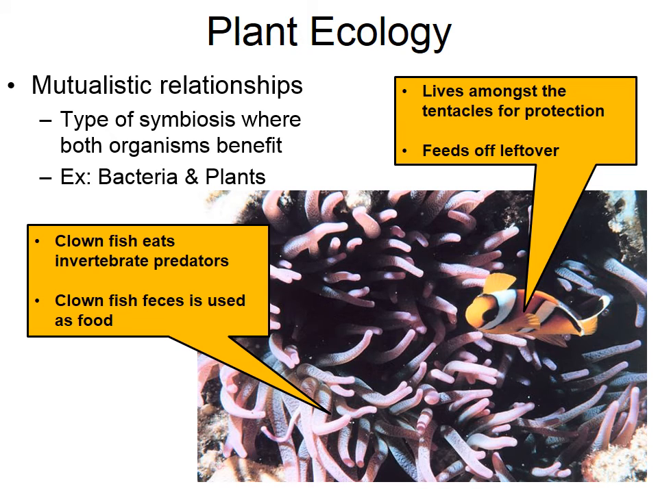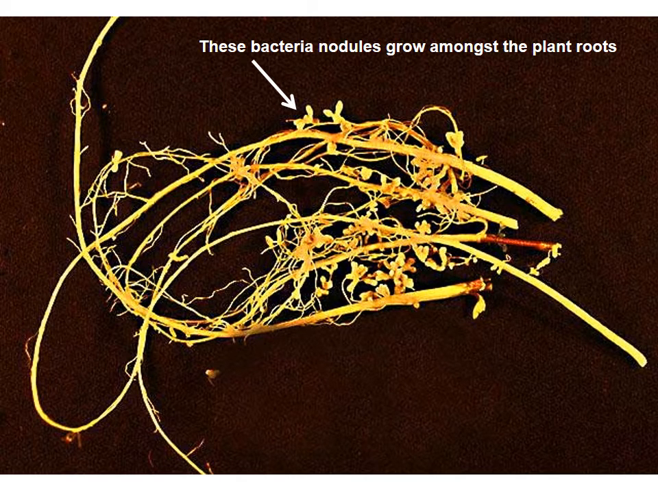Well, but what about plants? Let's look at a great example of mutualism involving bacteria and plants. So in this picture here, we're zoomed in, and it shows the roots of legumes, like beans. And notice how there's little bumps or nodules. These are little growths of bacteria. These nodules grow amongst the roots of plants. So we have two organisms living together here. We have plants and we have bacteria. Well, let's explain how this is mutualistic.